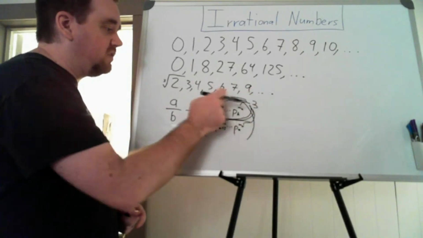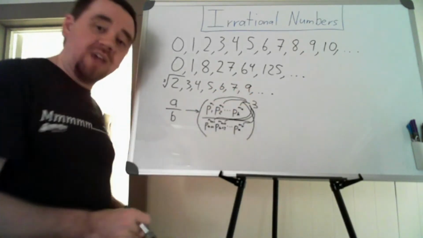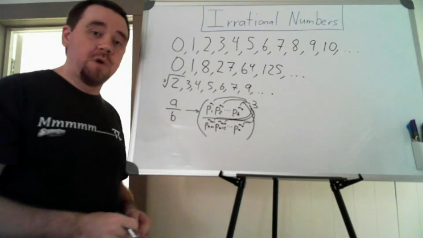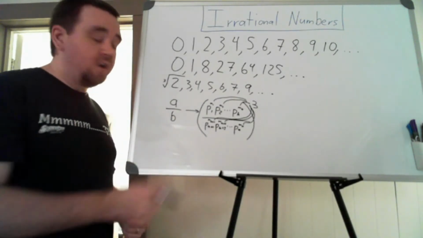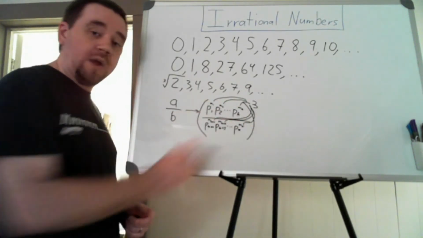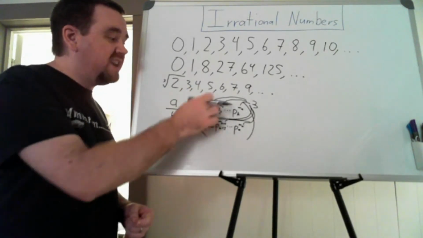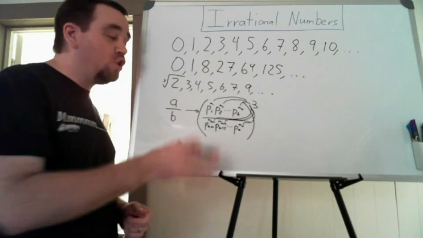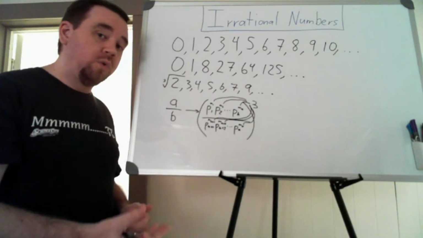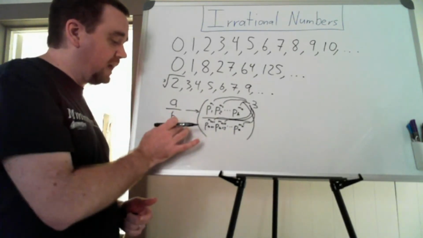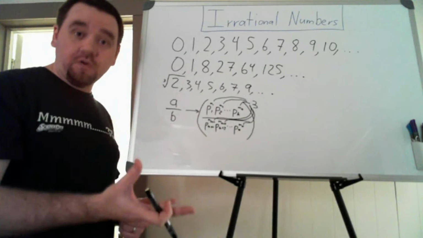I'm just distributing the 3 to every exponent inside, which means I'm just tripling these exponents. So I'm not changing the base or the prime factors in the numerator or the denominator, which means there's still nothing to cancel out. So there's no way for this to reduce down to a whole number, which means a fraction cubed must be a fraction.